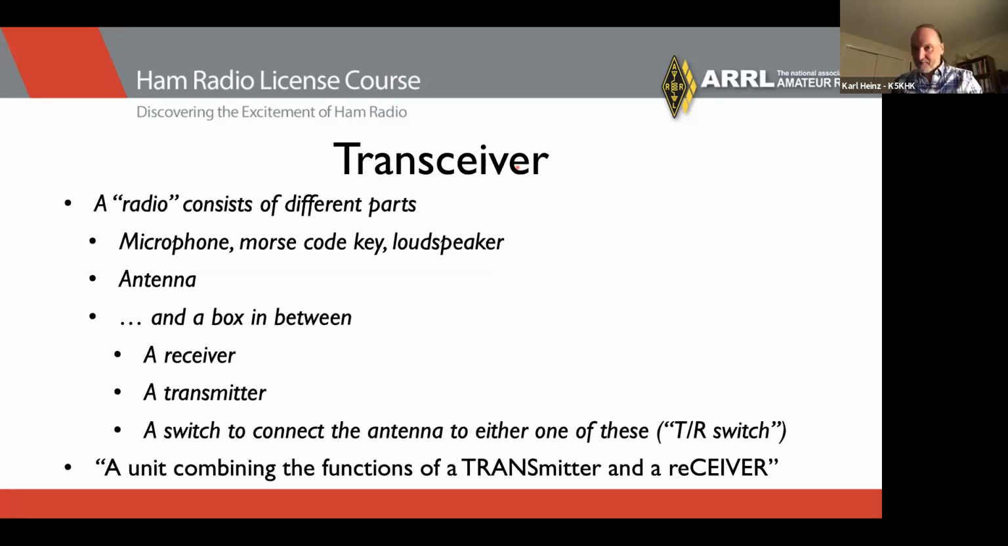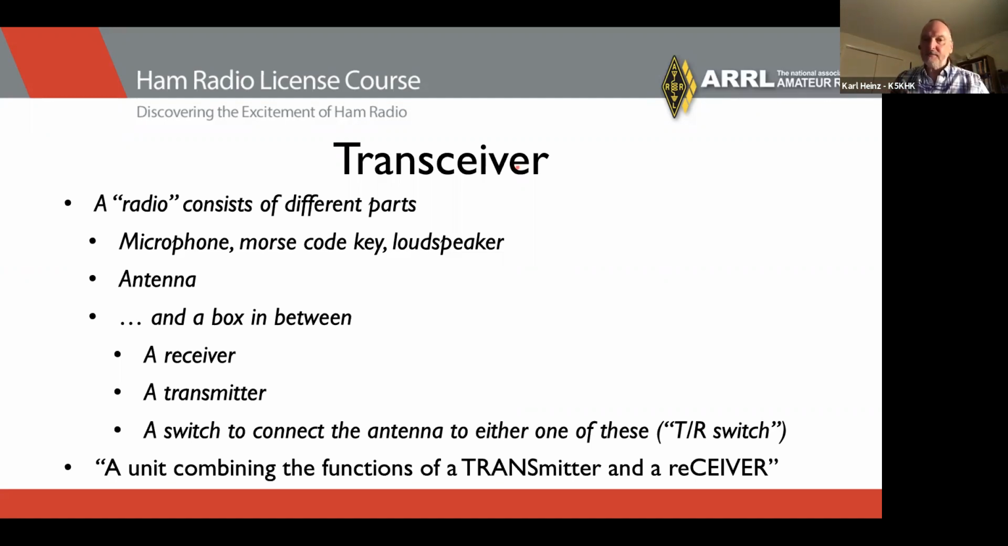We don't do this anymore. With the advancement of technology, it's now possible to put everything into one little box. And if you've ever seen a handheld radio, it can be very small. No manual switching back and forth between receivers and transmitters.